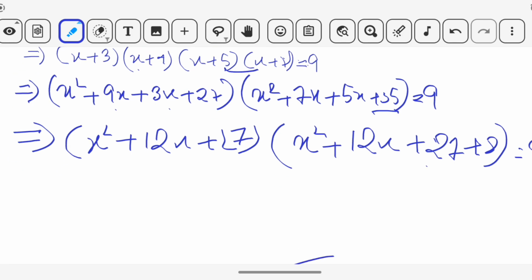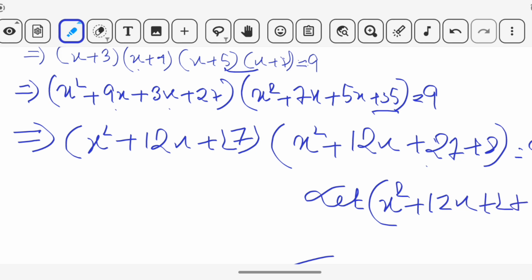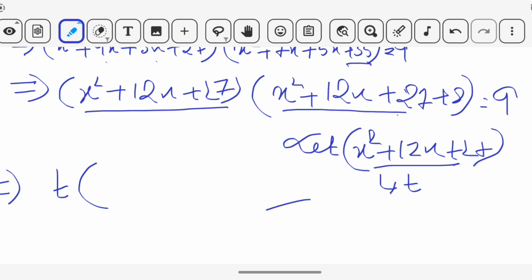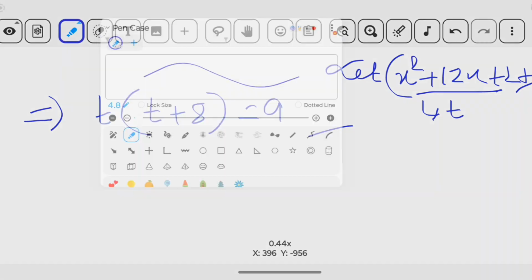Now let x square plus 12x plus 27 be t. So in that logic, this is t, multiplied by this is also t, and this is plus 8. So t multiplied by t plus 8 equals 9. Easy? So let's sharpen it more.